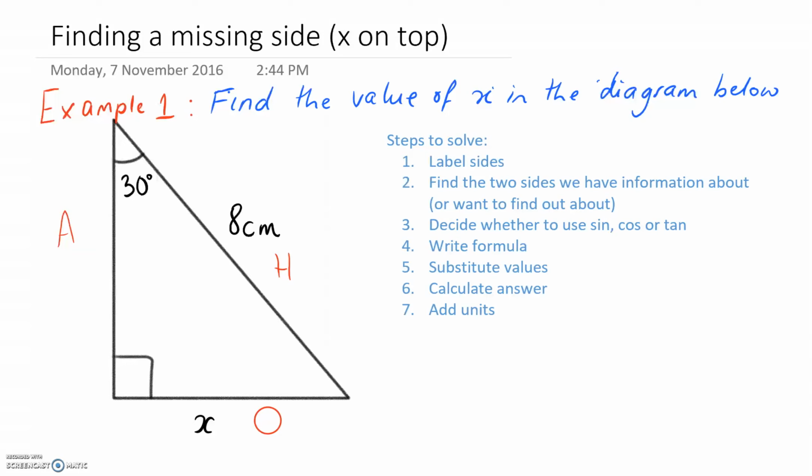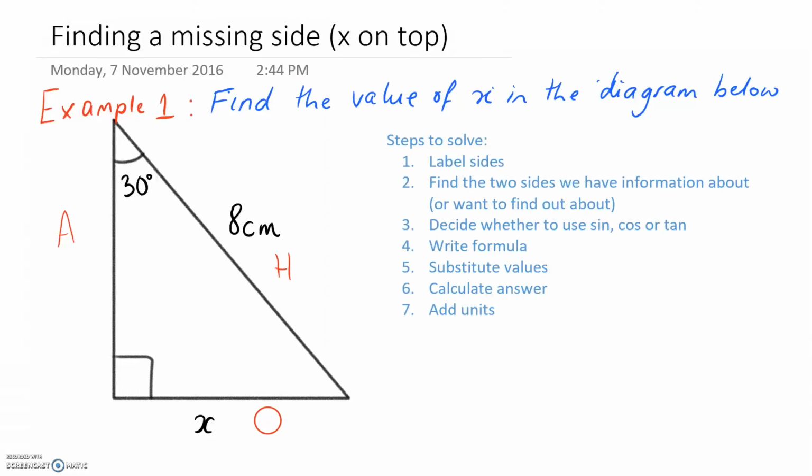Just a quick check that this is a right angle triangle. Note the right angle in the corner there. That means that we can use our trig ratios to solve this problem. If it was not a right angle triangle, we would need to make it into a right angle triangle before we try and use this method.